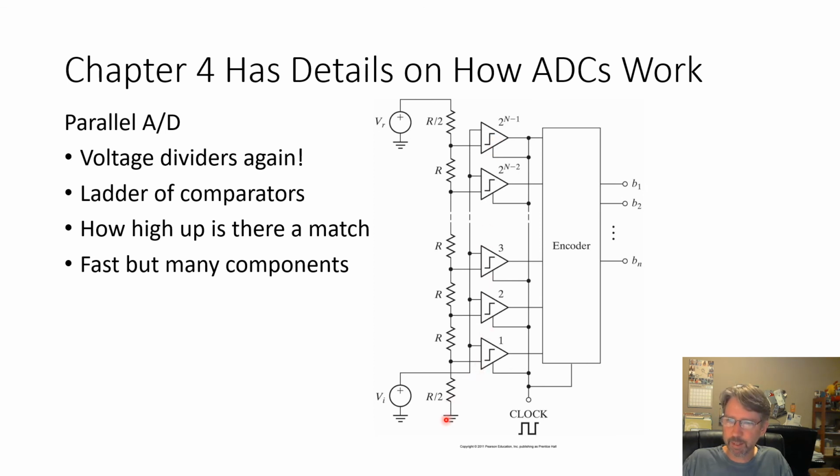Basically, if your input is greater than this one, you get a 1 here. If it's greater than this one, you get a 1 here. And so you'll get 1s going up the chain until you find the value. And you can convert that to a digital number with this encoder setup. So this is a parallel one. It's fast because it instantly gives you the number, but if you have an 8-bit system, you need 255 of these, so lots of components in the parallel.